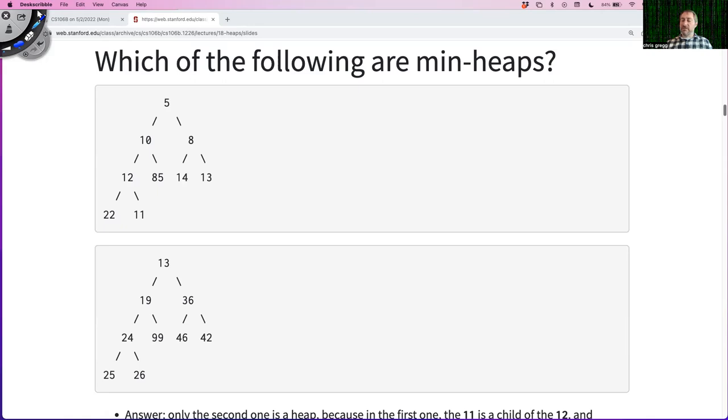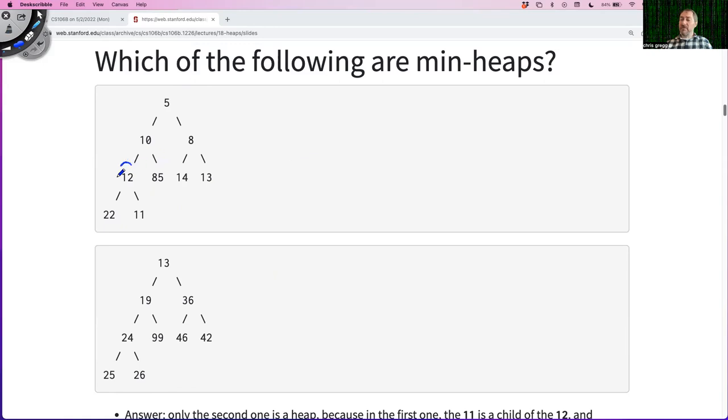Anybody have an idea? Throw something in the chat if you have an idea which one might be the min heap. The second one. So Kate, you said this one was the min heap and this one is not a min heap. Kate, why did you say the top one was not a min heap? That's all right. Can you paste it in the chat?